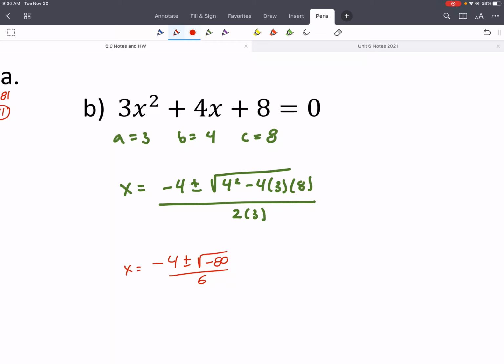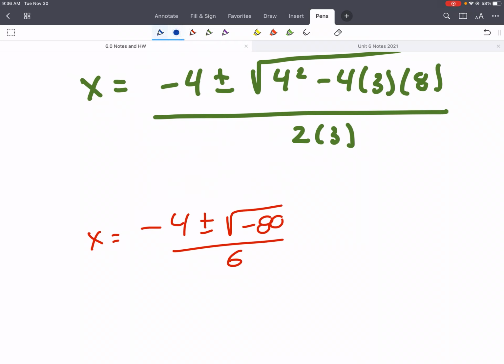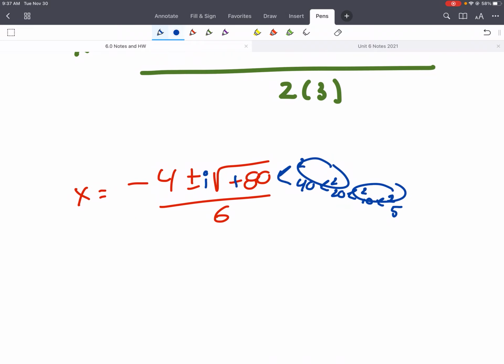Okay, so we simplified the radicand. Now we'll simplify the root. Okay, so we've done like that already before. What do we do if we have a negative? Well, that's an imaginary. And then we'll do a factor tree. So 2 and 40, 2 and 20, 2 and 10, 2 and 5. Looks like we have 2 groups of 2 that we can take out. So that's 2 times 2 is 4. So -4 plus or minus 4i square roots of what's left is the 5 all over 6. Okay, so we simplified the root.